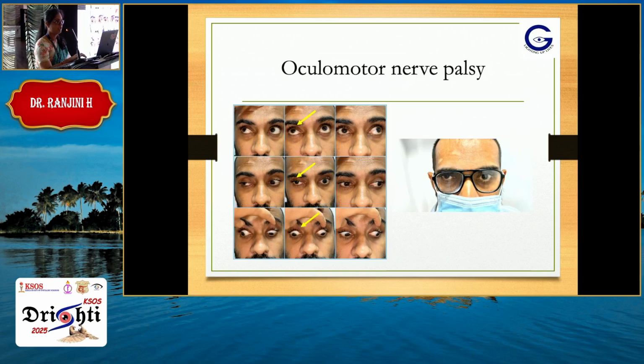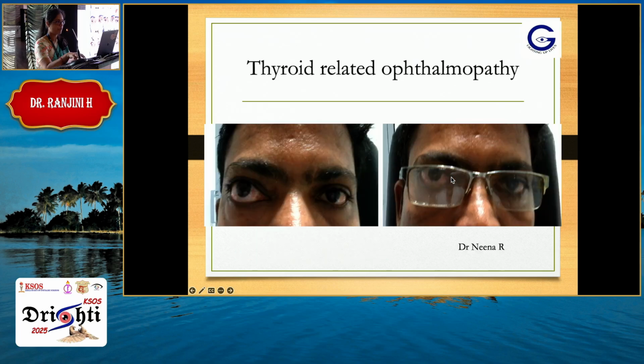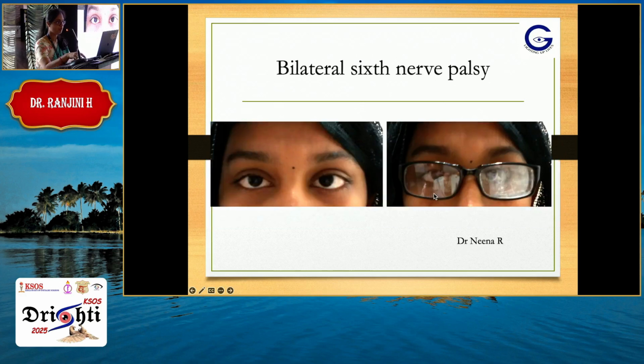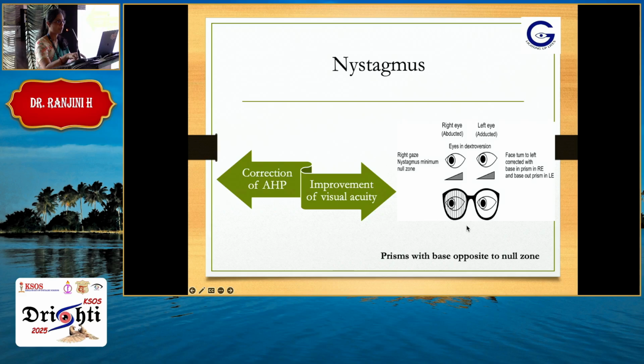This gentleman had a road traffic accident, and as you can see, he has right oculomotor nerve palsy. You can see he has adduction, elevation and depression limited with ptosis, and he is doing well with the Fresnel prism. Again, thyroid related ophthalmopathy. These children do very well with the Fresnel prism because they also have intolerable diplopia. Bilateral sixth nerve palsy: this girl is doing well with the Fresnel prism.